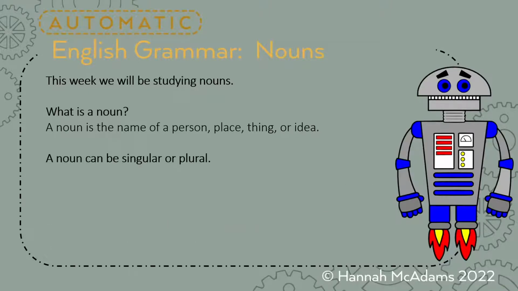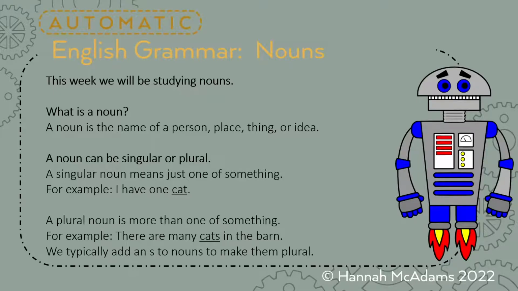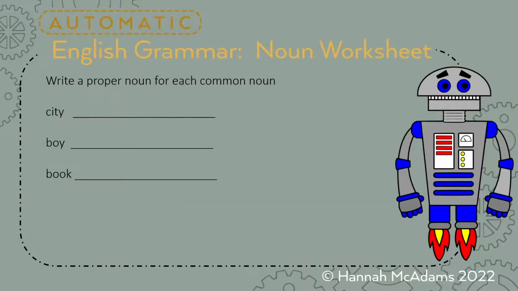Okay, nouns can be singular or plural. Singular just means one of something. Okay, so for example, I have one cat. Plural is more than one of something. So there are many cats in the barn. We typically add an S to nouns to make them plural.